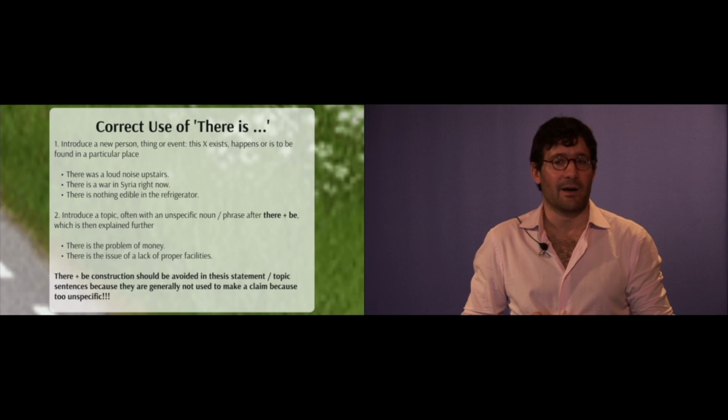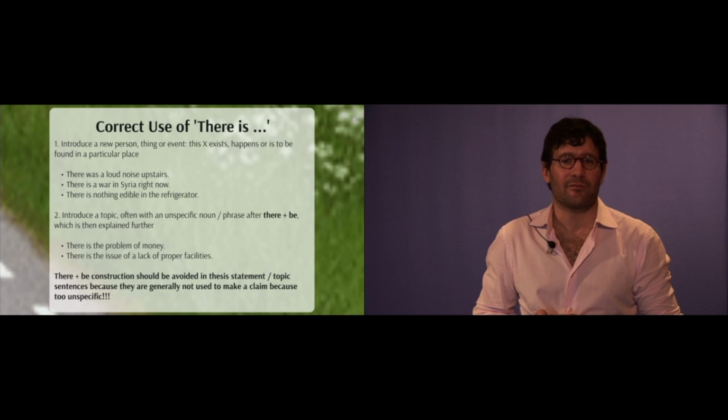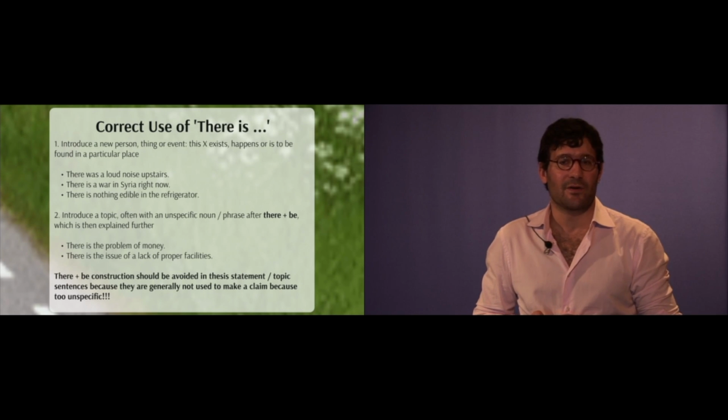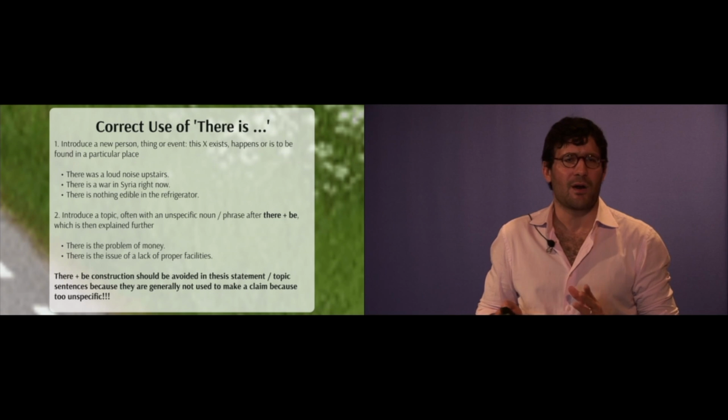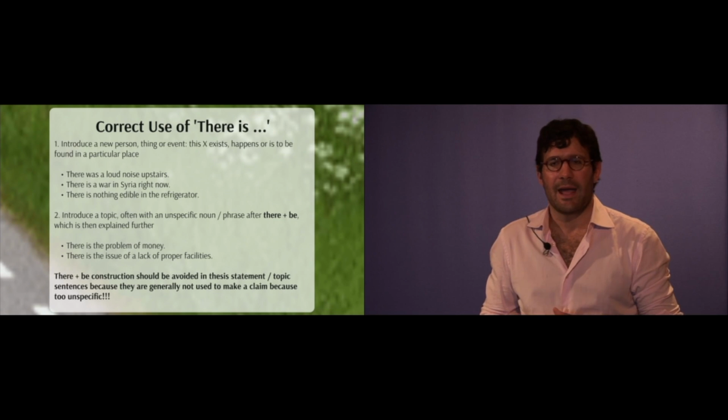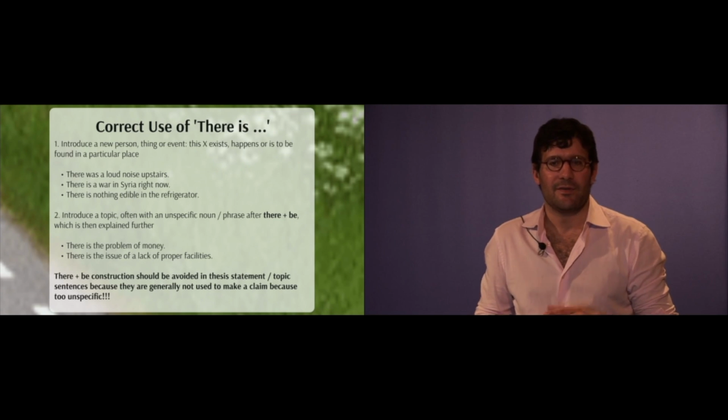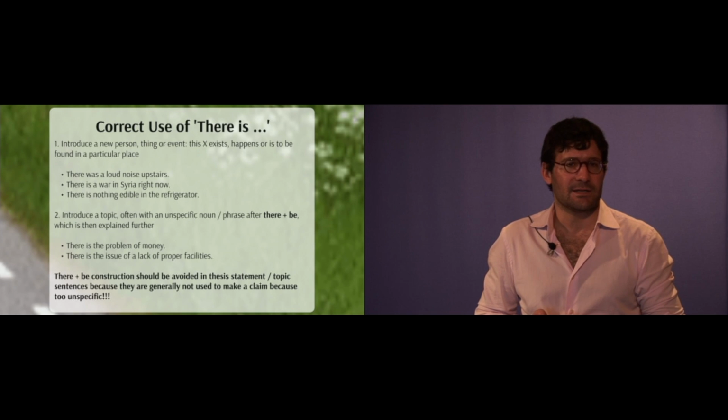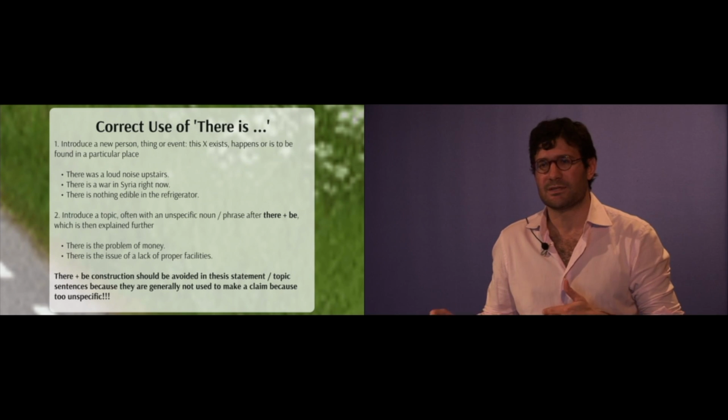There is the problem of money. There is the issue of a lack of proper facilities. Obviously, it's very unspecific. There is a problem of money. Well, what is the problem of money? And then I go on to explain it further. There is the issue of a lack of proper facilities. Well, what does that mean? I go on to explain it further.